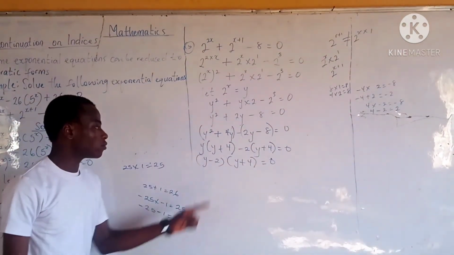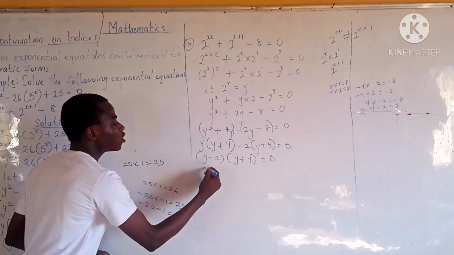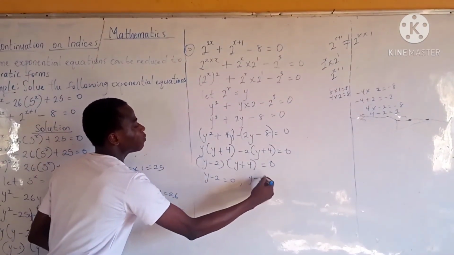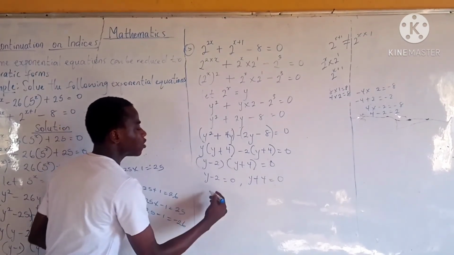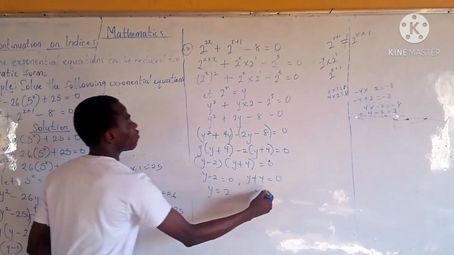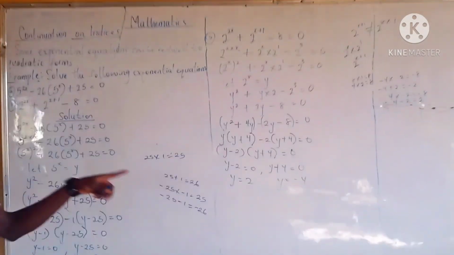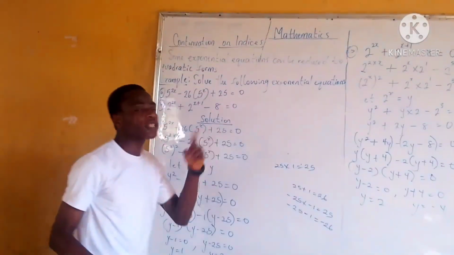So at this point now, we split it into 2. y minus 2 equals 0, y plus 4 equals 0. So y equals 2 and y equals minus 4. That is the second question. So now, at this point, we stop.